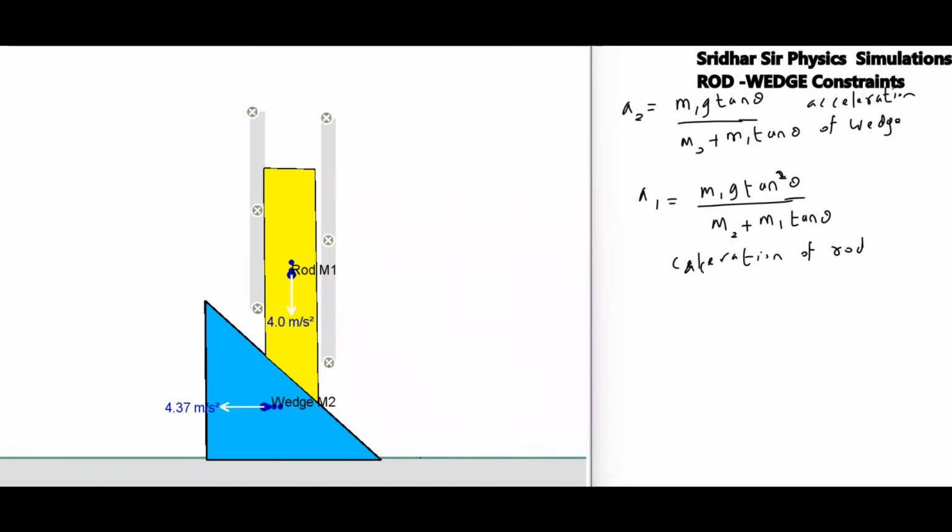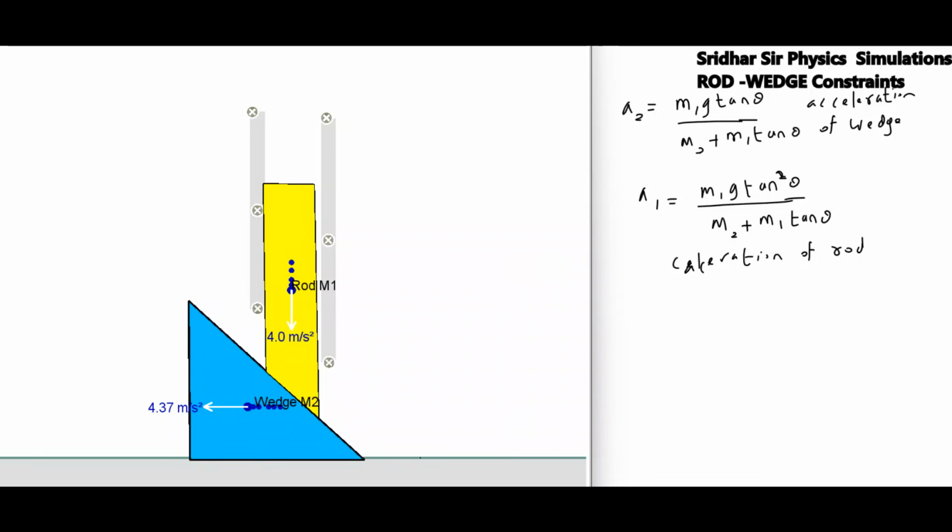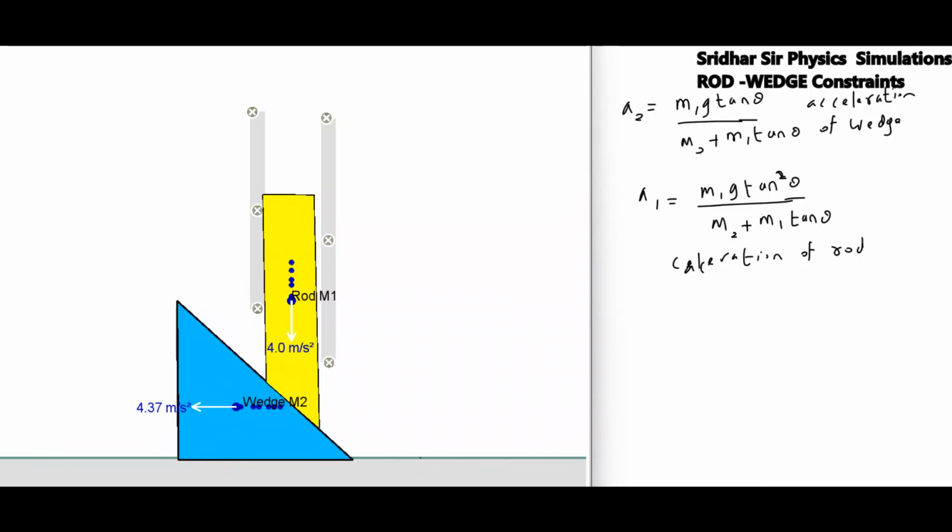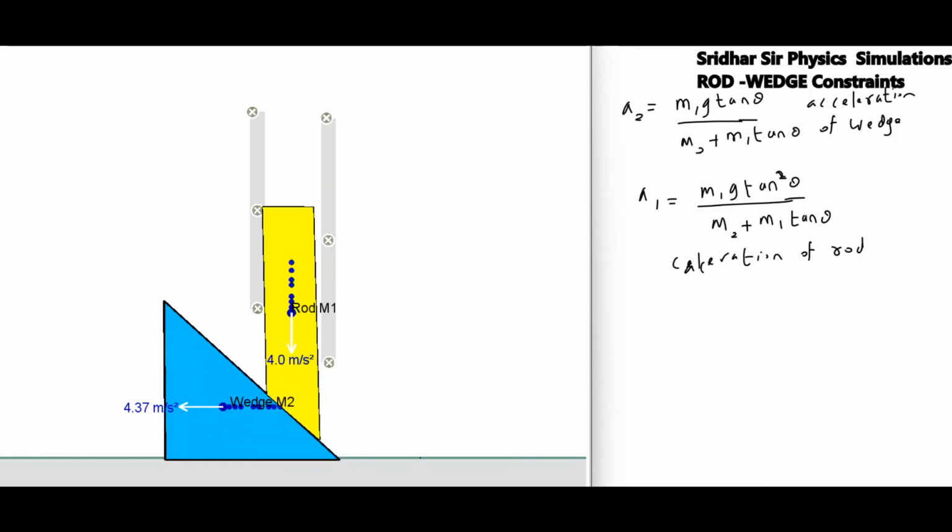Okay kids, finally we are concluding the problem. I'll just show the last part of the animation. This is the motion of the rod and the wedge, and these are the accelerations for the corresponding weights.